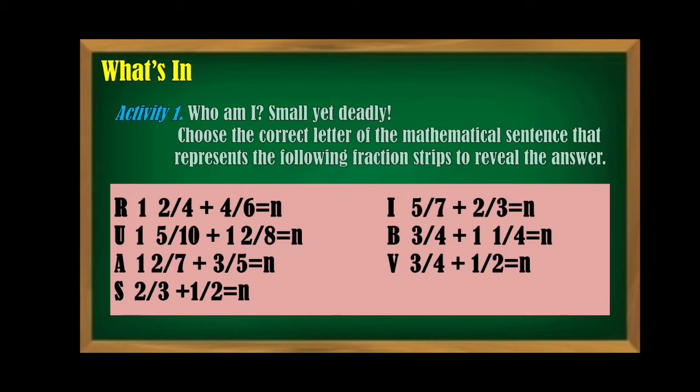R is 1 and 2/4 plus 4/6 equals n. U, 1 and 5/10 plus 1 and 2/8 equals n. A, 1 and 2/7 plus 3/5 equals n. S, 2/3 plus 1/2 equals n. I, 5/7 plus 2/3 equals n. B, 3/4 plus 1 and 1/4 equals n. And V, 3/4 plus 1/2 equals n. So these are the possible answers in the following numbers.